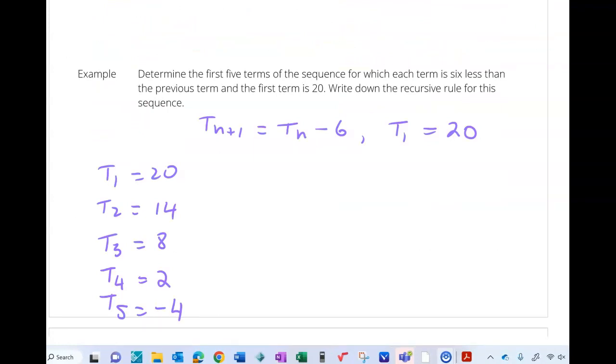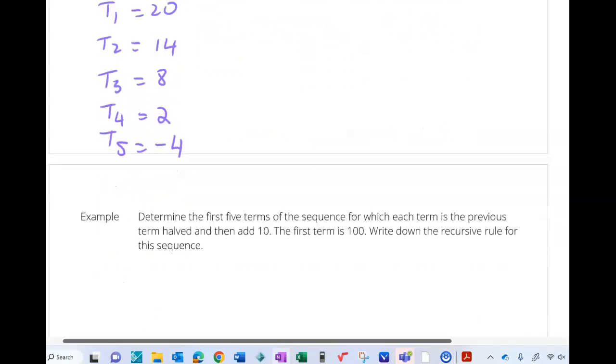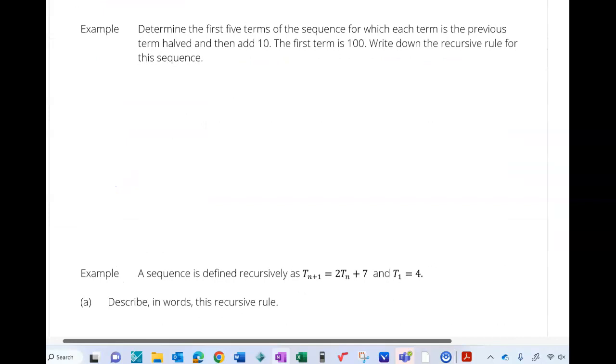So make sure we're subtracting 6 from the previous term. So there's your Tn plus 1, the next term, Tn, and then we're subtracting 6, with T1 being 20. So we start at 20 and then we take 6 each time as we go along in the sequence. All right, next one.